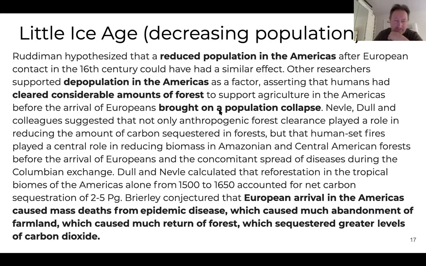Nevle, Dull and colleagues suggested that not only anthropogenic forest clearance played a role in reducing the amount of carbon sequestered in forests, but that human-set fires played a central role in reducing biomass in Amazonian and Central American forests before the arrival of Europeans and the concomitant spread of diseases during the Columbian exchange.